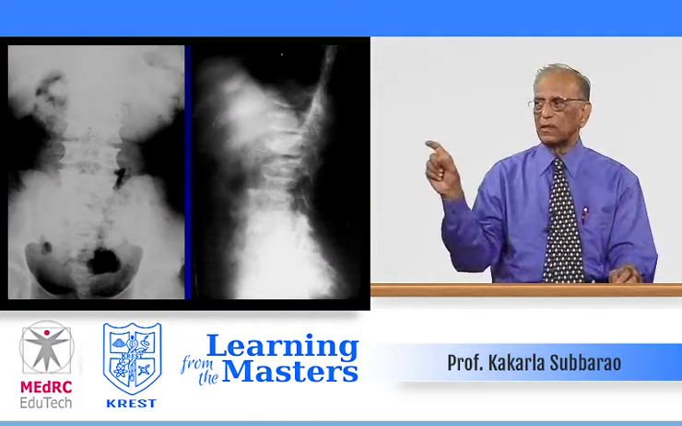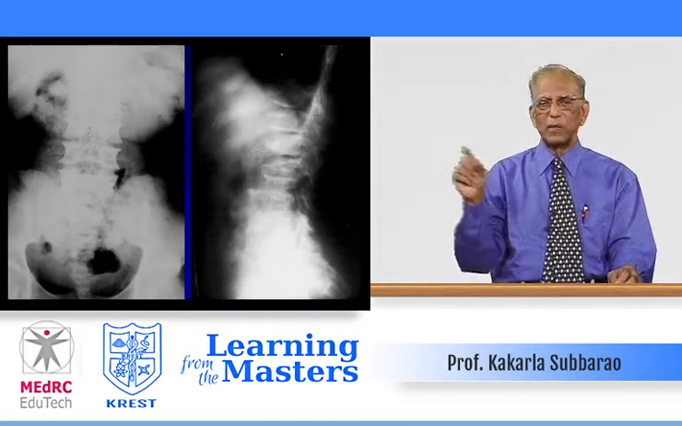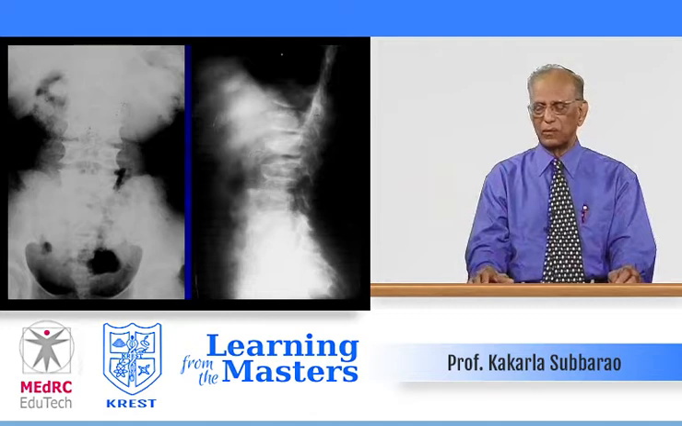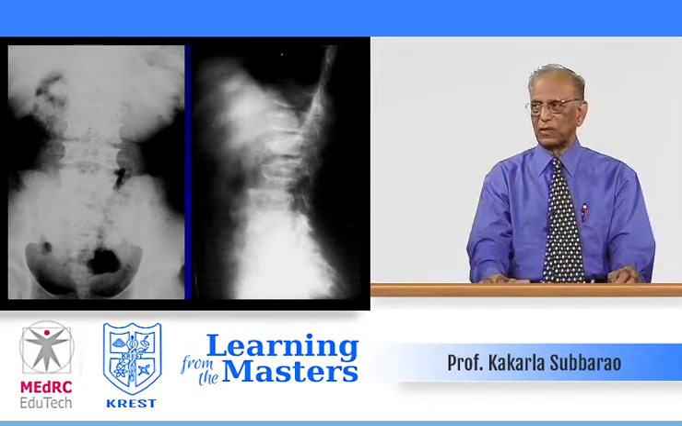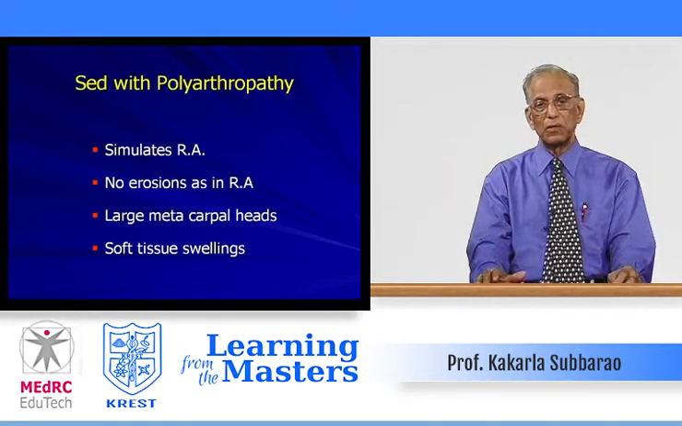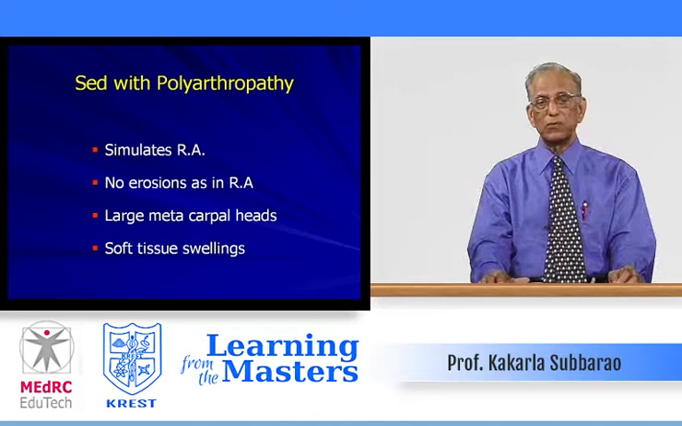Look at the ovoid type of vertebra, or the vertebral bodies. In the AP view, you see only flattening of the vertebral bodies, with a rectangular shape. Sometimes spondyloepiphyseal dysplasia may present with polyarthropathy, particularly of the hands and feet. It simulates rheumatoid arthritis, but there are no erosions as you see in rheumatoid arthritis. Large metacarpal heads, as though due to hyperemia, and soft tissue swellings.